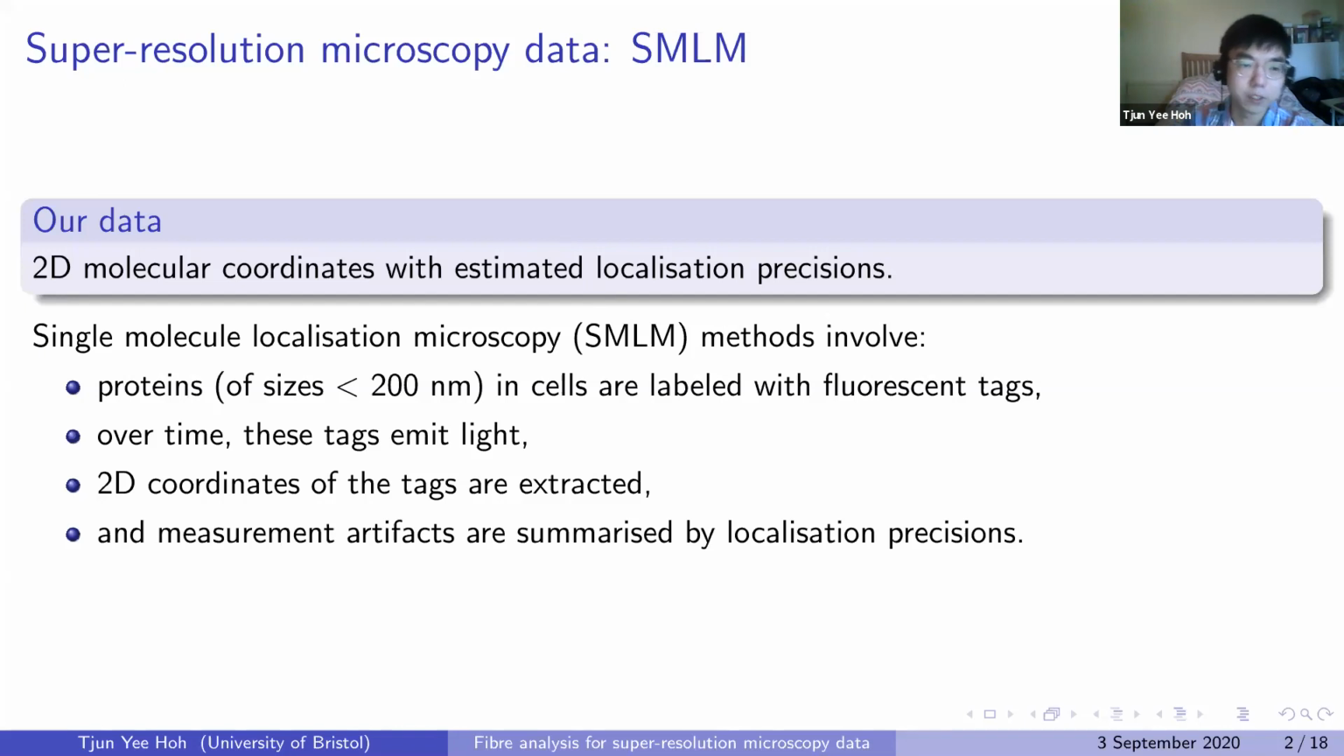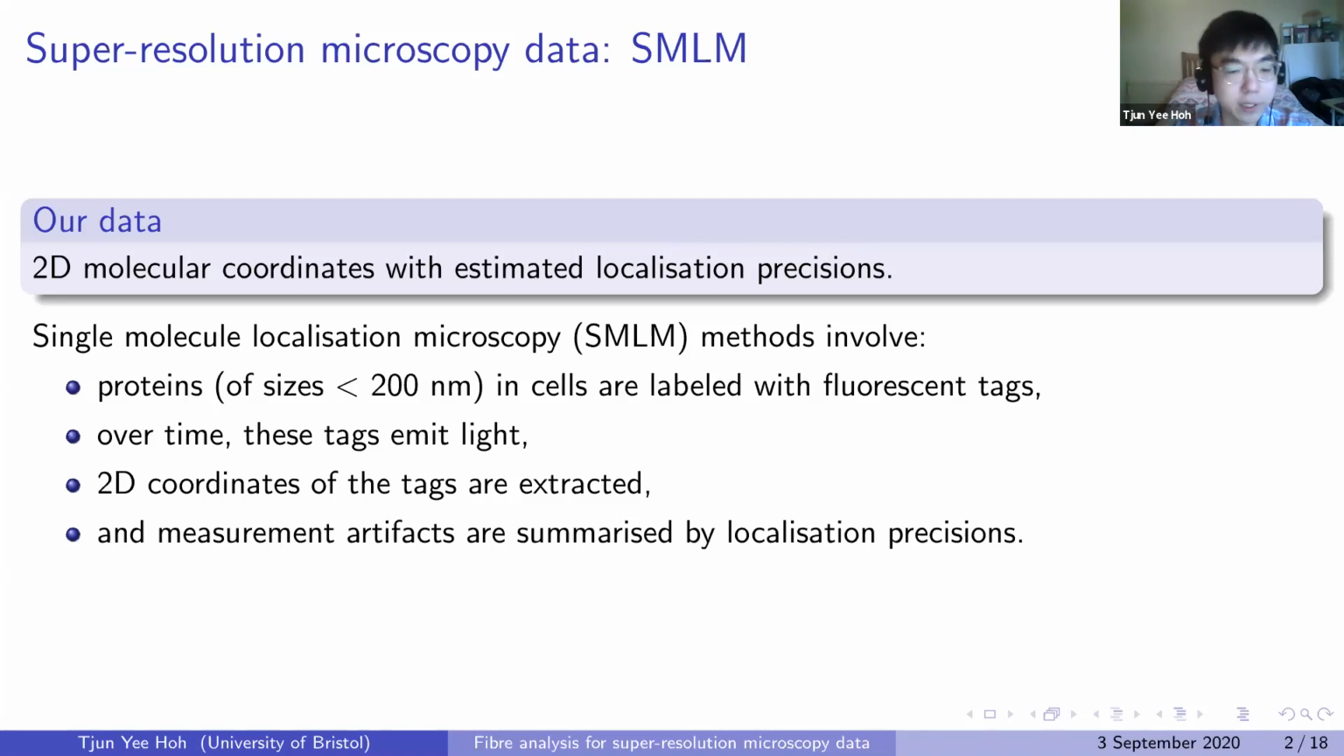This method involves tagging small structures. In our case, we are looking at proteins of size around 3.5 nanometers. These proteins are tagged with fluorescent tags. Now, over time, these tags will emit light, and there are algorithms available to extract the molecular coordinates of these lights.